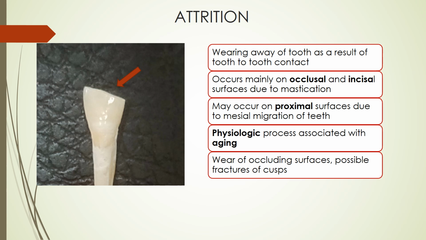Attrition starts off as a small polished facet on a cusp tip and may lead to gradual reduction in the cusp height and flattening of the occlusal inclined planes. This shows us that this process is not pathological but more physiological.